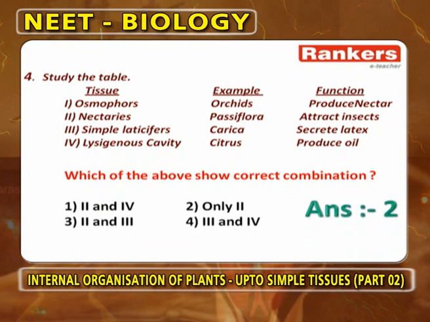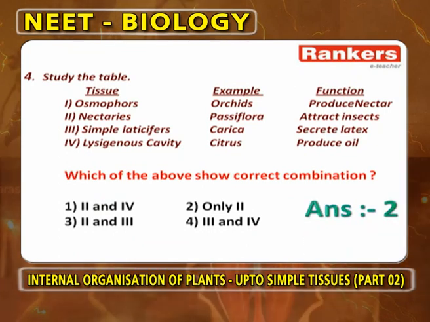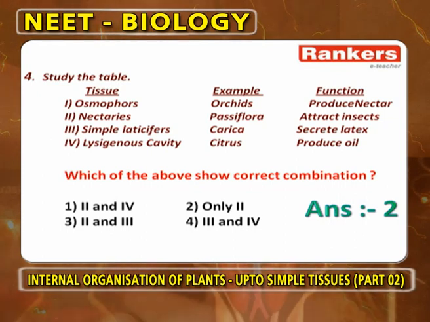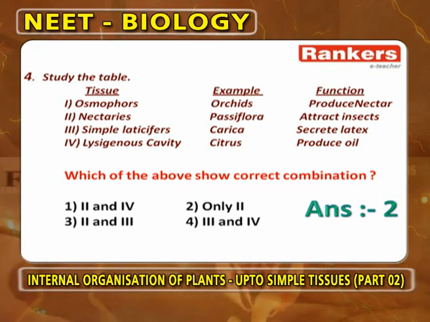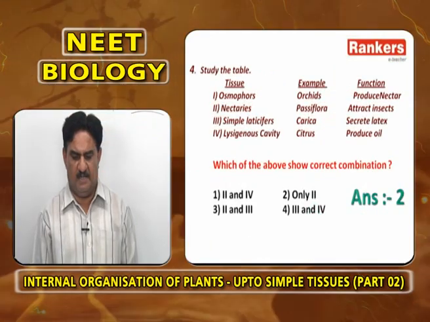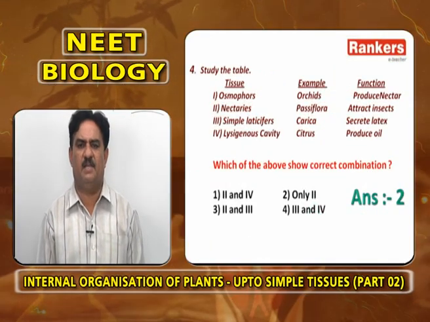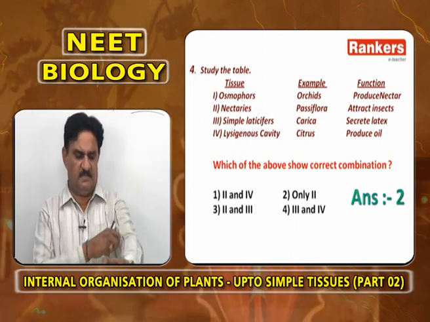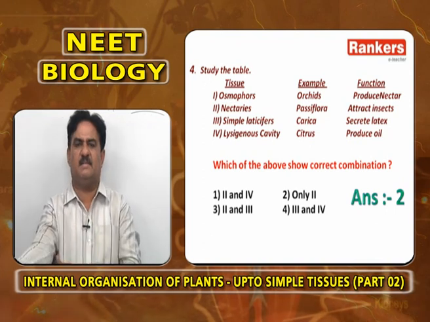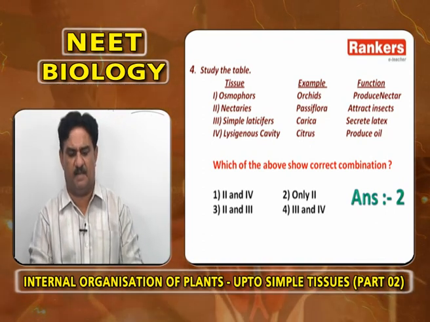This is a matching question regarding special tissues. Tissue, example, function. Osmophores present in orchids producing nectar is wrong. It does not produce nectar, it produces a pleasant smell. Nectary in passiflora attracting insects is correct. In passiflora, you will find extrafloral nectaries. Nectary glands are present on the petioles, and attracting insects is correct because nectar is a sugary secretion which attracts insects and helps in pollination.